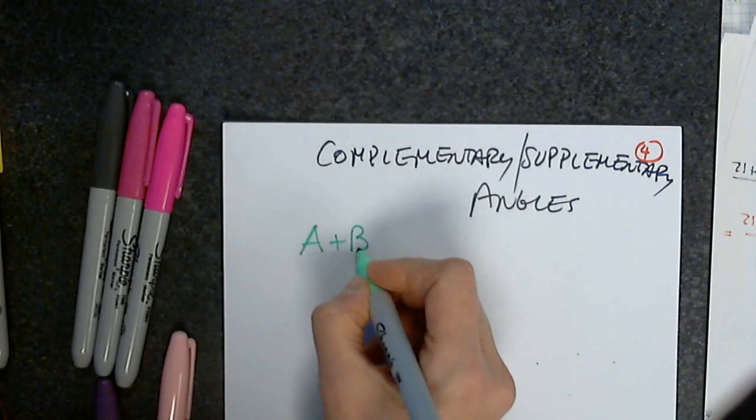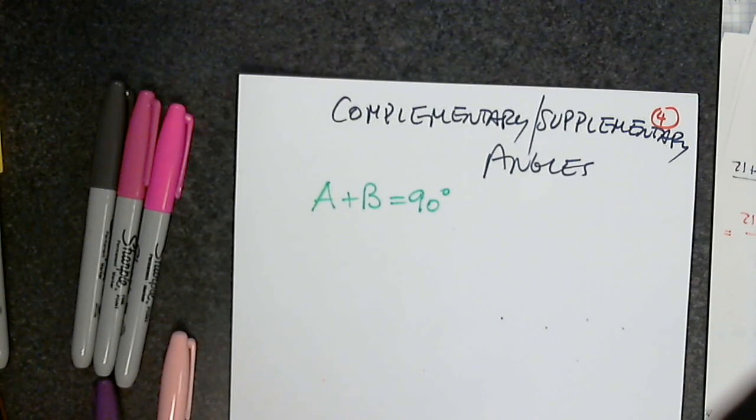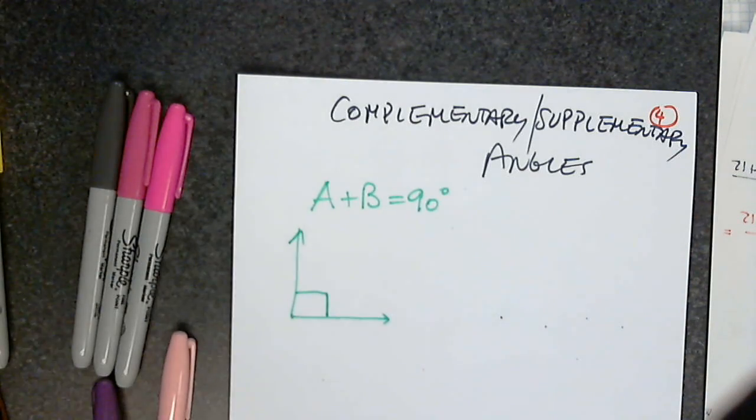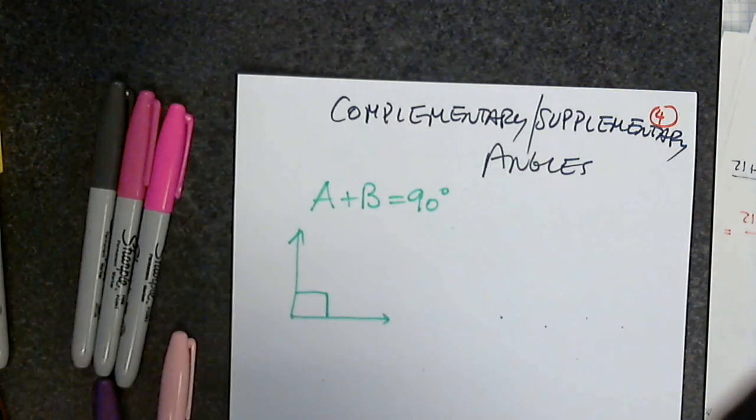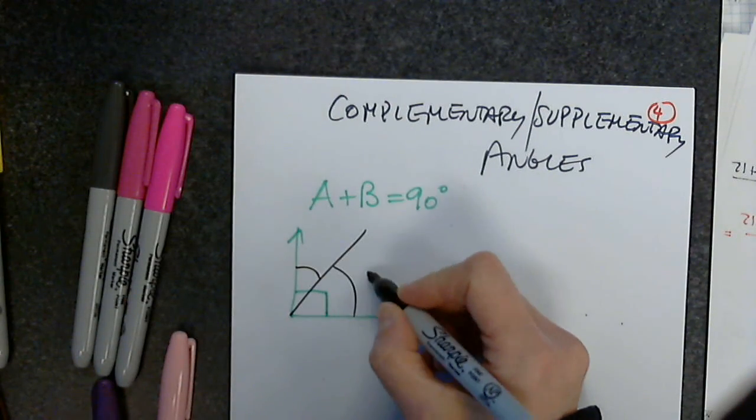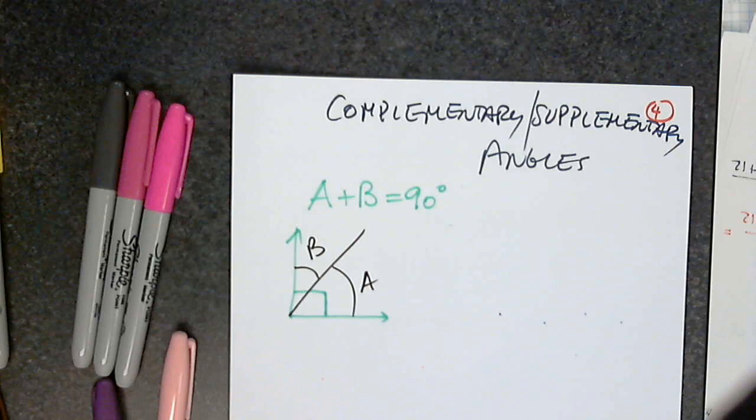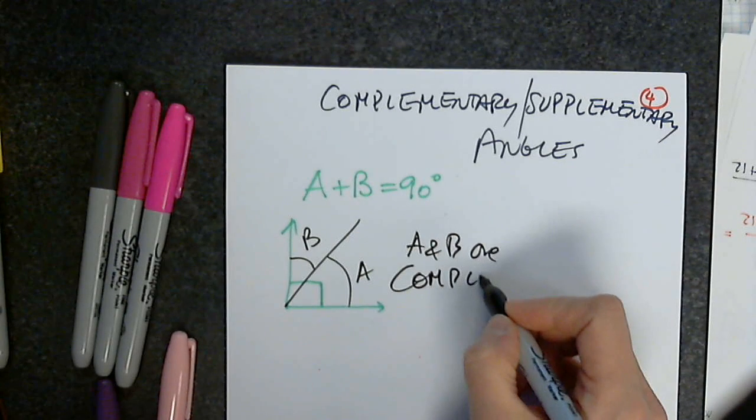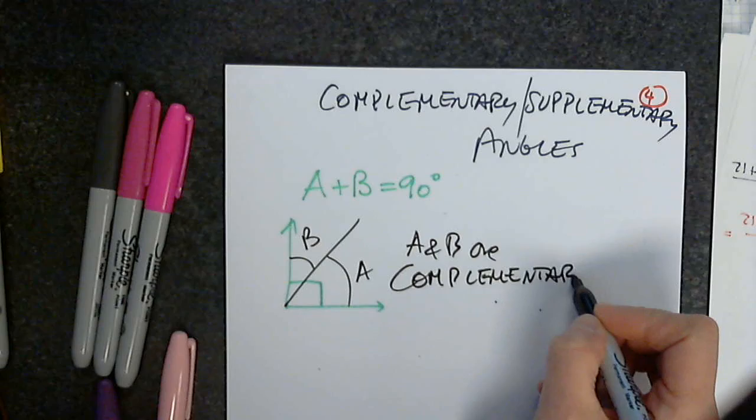Two angles are considered complementary if angle A plus angle B equals 90 degrees. So a picture of such a situation would be, this is an angle of 90 degrees, and this will be A and this will be B. So when we add A and B, we get 90 degrees. Therefore, A and B are called complementary angles.